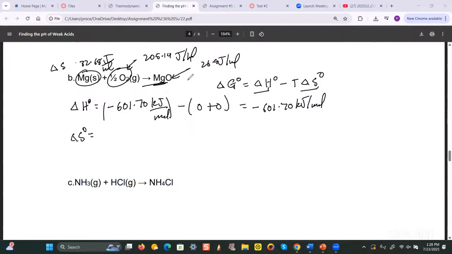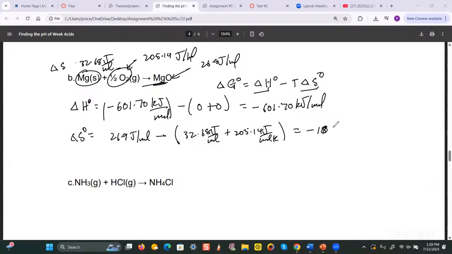So delta S now would be 26.9 joules per mole Kelvin minus the sum of 32.68 joules per mole Kelvin plus 205.14 joules per mole Kelvin. And then we work that out. And when I did that, I got minus 108.3 joules per mole Kelvin.